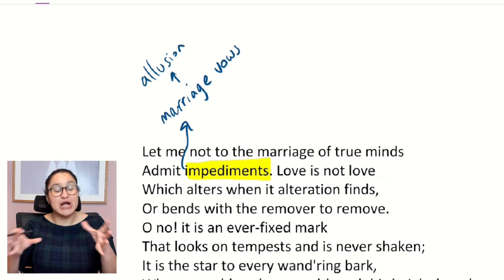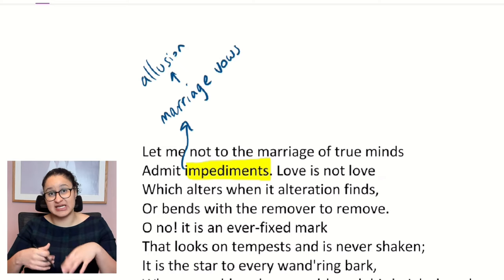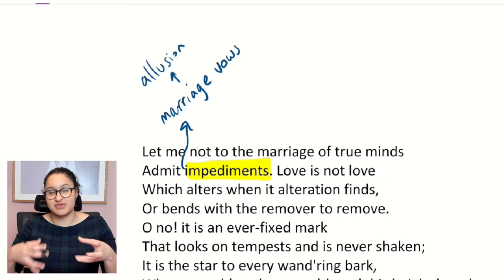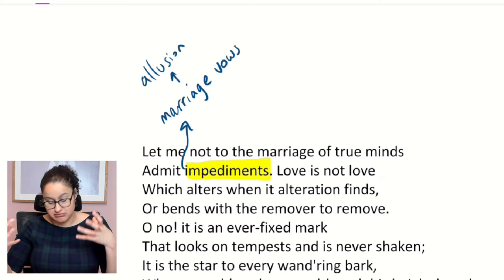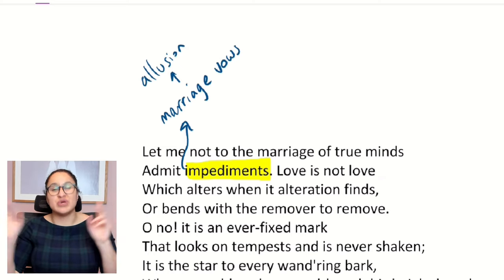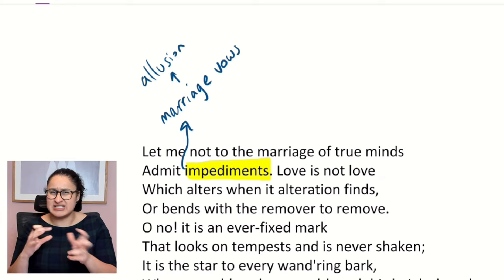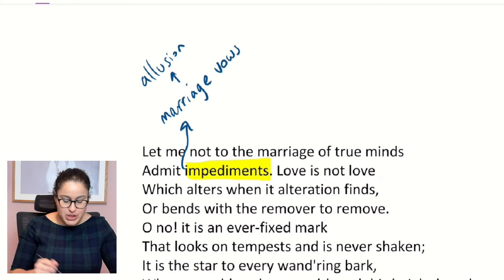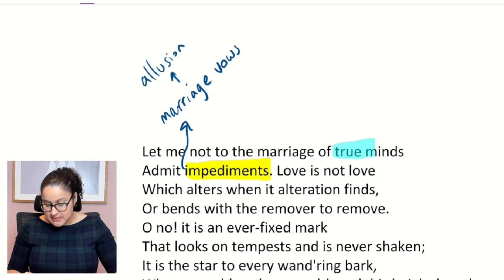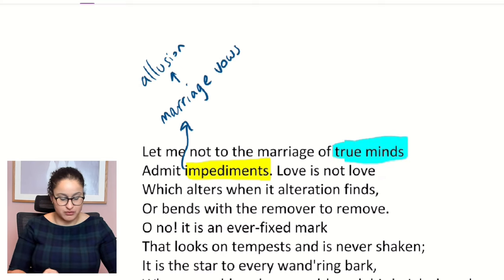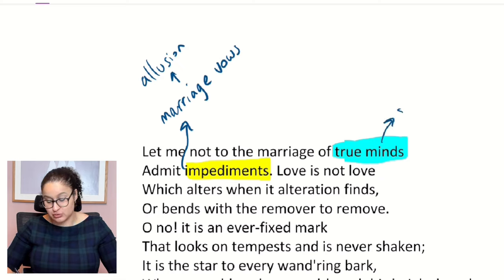Before that though, now that we understand that what he's basically saying is, I will not accept that there are obstacles in a marriage of true minds, we need to break down that marriage of true minds bit and understand what he's saying there. So first of all, obviously a marriage is between two people, right? But he's referring to them as minds. And so what he's doing is he's using a technique called synecdoche.